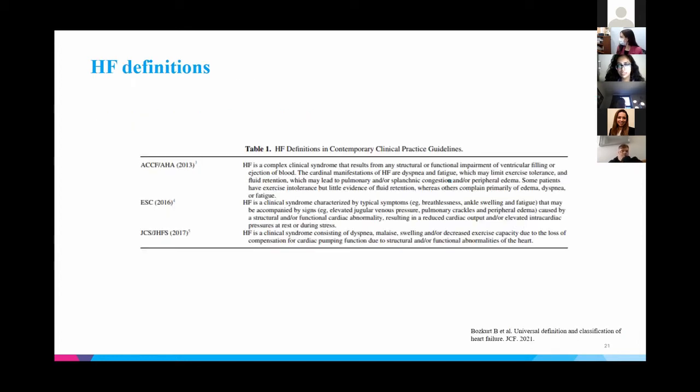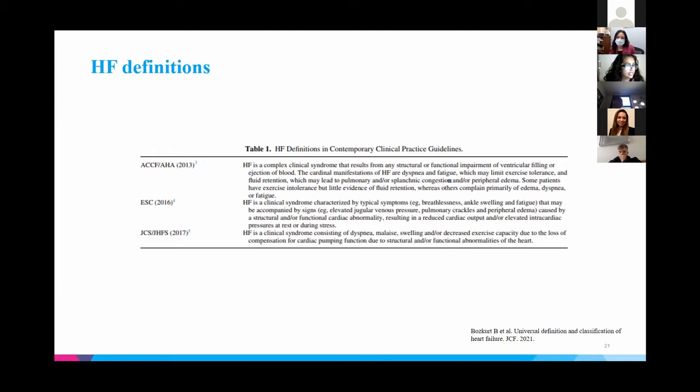So we're going to discuss heart failure definitions and then talk about the universal definition for heart failure that was proposed recently. So these are heart failure definitions throughout the years from ACC, AHA, European Society of Cardiology, and from 2013 to 2017. As you can see, they're similar, but they're also different.